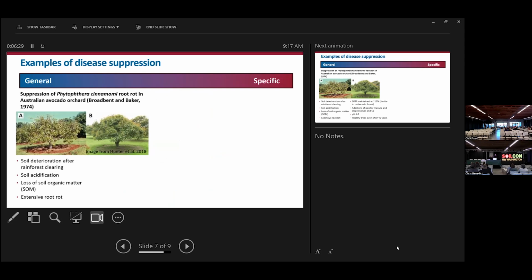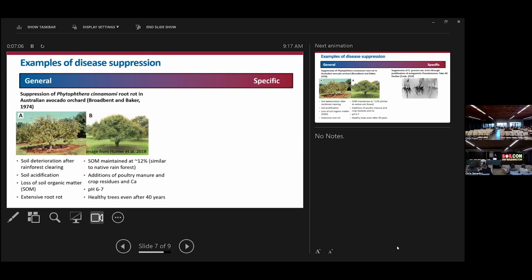But in areas where the rainforest had been cleared and avocado orchards had been planted, there was a lot of soil deterioration, soil acidification, loss of soil organic matter, and that brought up extensive root rot. But there was an orchard that maintained soil organic matter levels similar to the native rainforest, so very high at 12%, which is, we often don't see soils that high around here. But they brought in a lot of additions of poultry manure, crop residues, calcium, maintaining that pH at a more neutral level, and they did not have any root rot issues.